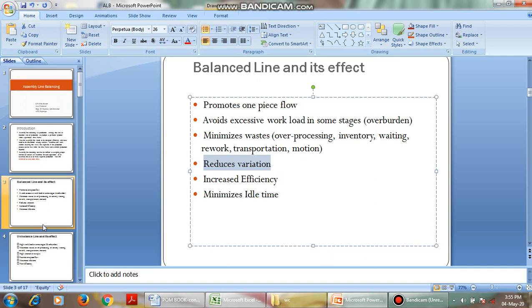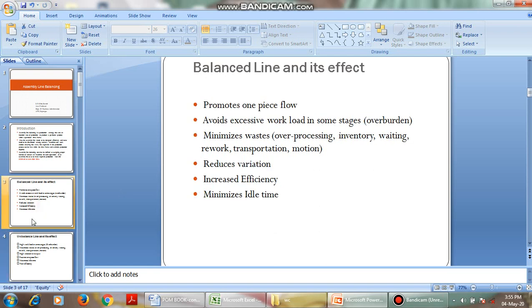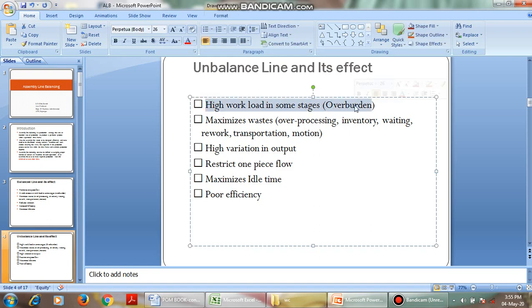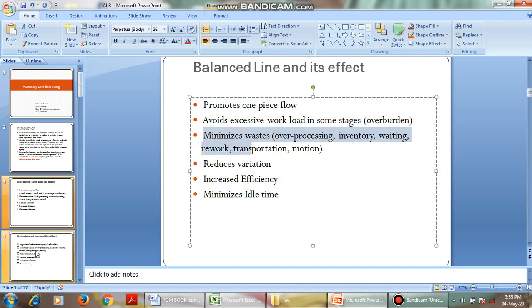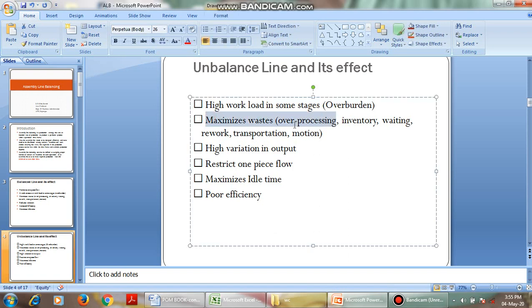Okay, right. Next, coming to unbalanced. What happens if there is no assembly line balancing? There is high workload in some stages, that is overburden, overwork. Maximizes wastages. See, the advantage is minimizes wastages, and in case of an unbalanced one, maximizes wastage, that is over processing, inventory, waiting, rework, transportation.